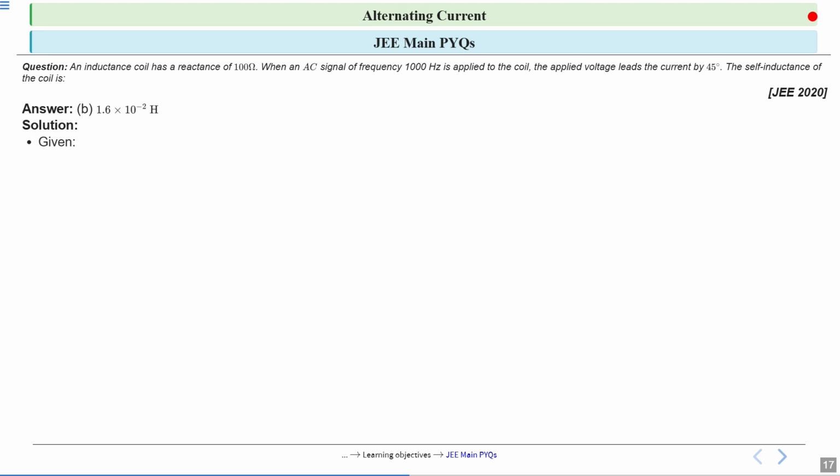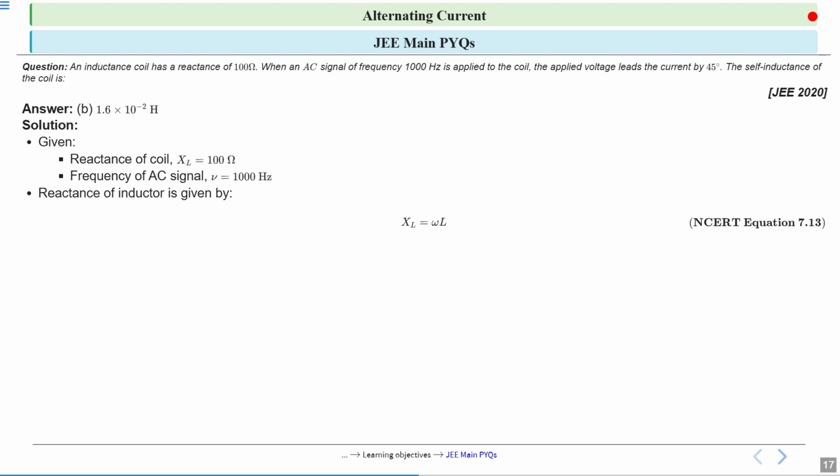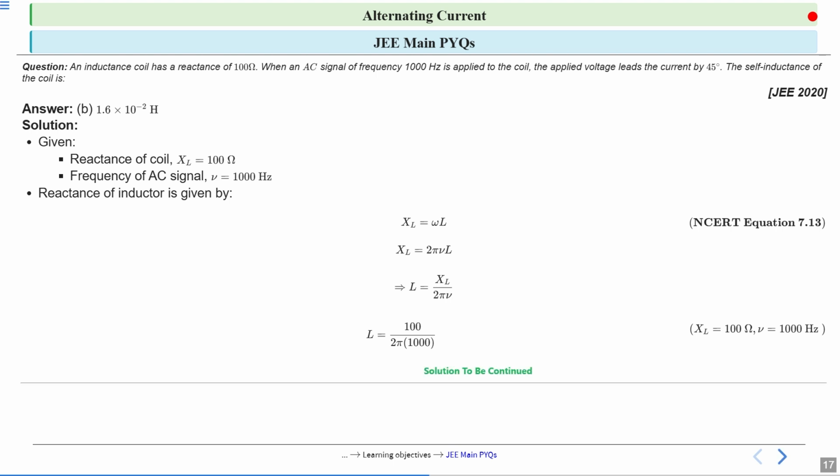So what is given in the question? Reactance of the coil XL equal to 100 ohm and frequency of the AC signal nu equal to 1000 Hz. The reactance of the inductance is given by XL equal to omega L, according to NCERT equation 7.13. So XL will be equal to, what is omega? 2 pi nu. So 2 pi nu L. Nu is given in the question, so L will be equal to XL upon 2 pi nu. XL is 100 ohm, nu is 1000 Hz. So L will be equal to 100 upon 2 pi into 1000.